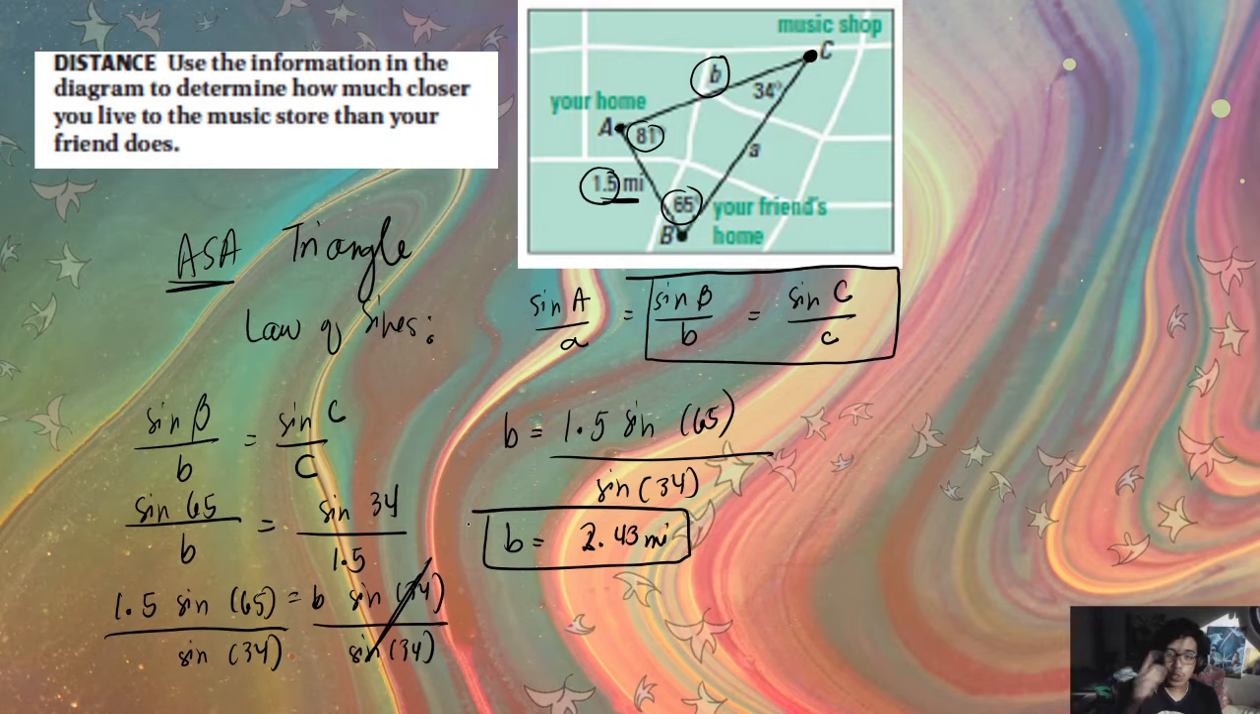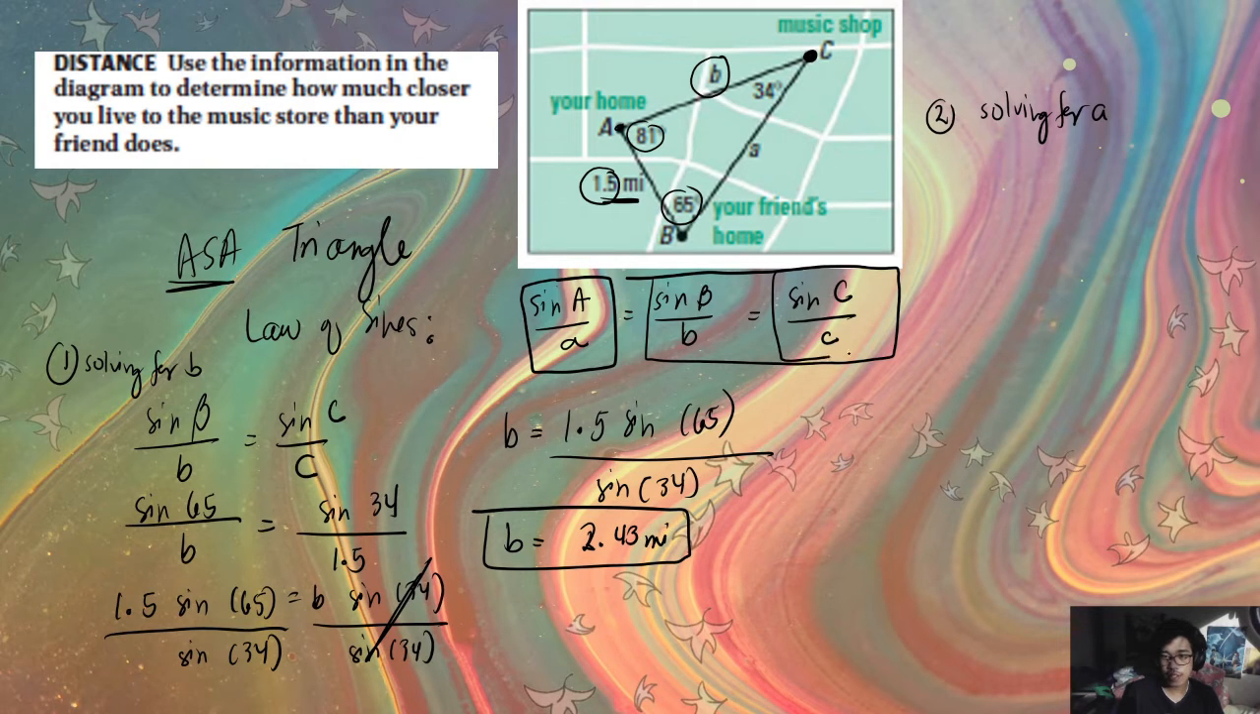We still have to solve for one more value, so we have to solve for A. The first part was solving for B. Now let's solve for A for our second problem. We're still going to use the same formula, the law of sines, but this time we're going to use a different value. We're going to use sine A and sine C.